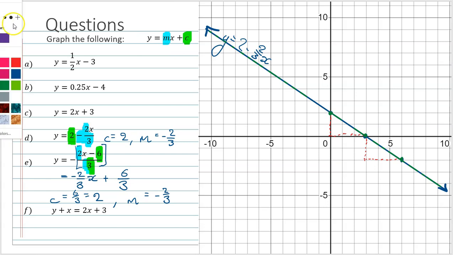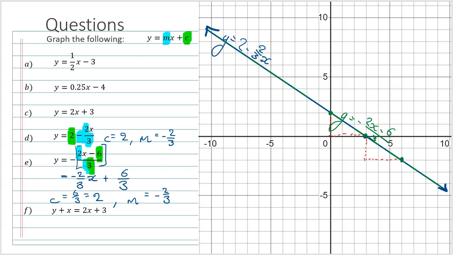So what we've actually found is, although these equations look like they're in a different form, they actually represent the same linear graph. So writing out the equation, notice these two equations represent the same graph.